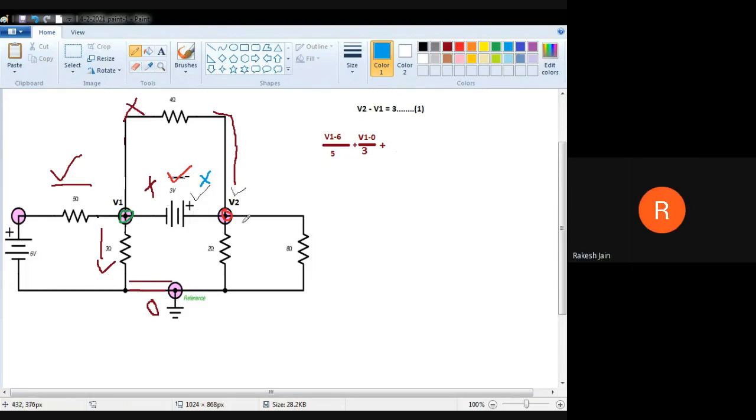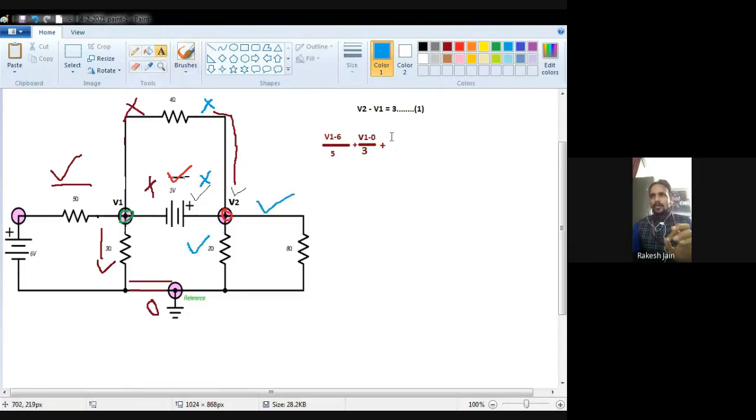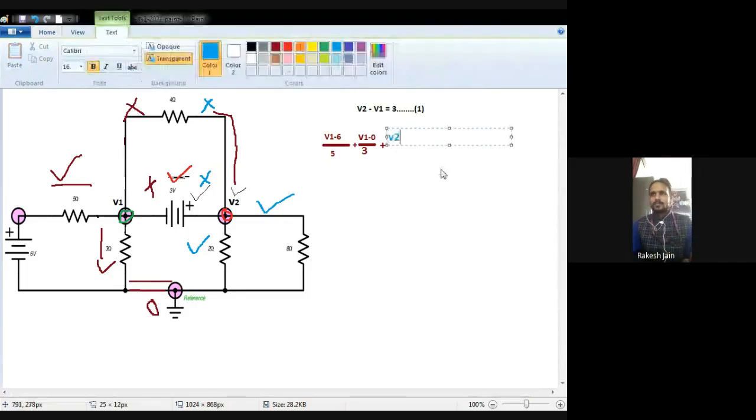With this blue color I am going to show you. We have to neglect this branch because this 3 volt battery is in between V2 and V1, and we have to neglect this branch because this 4 ohm resistance is directly connected between V2 and V1. So how many remaining branches do we have to write the equation for? For this 8 ohm and for this 2 ohm. So now we write V2 minus 0 divided by 8.